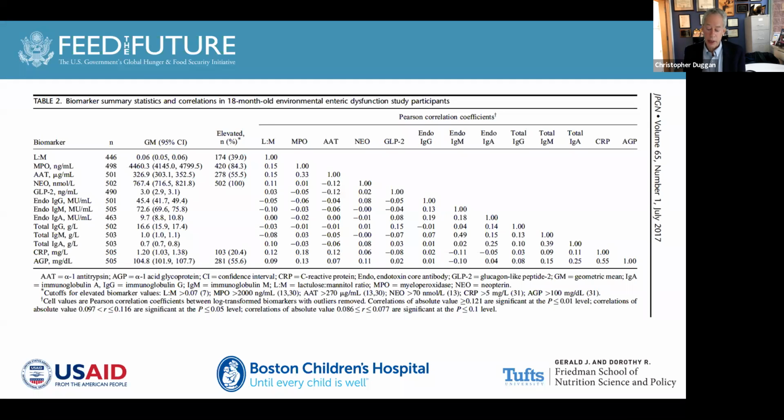So this is the challenge in our field, if you will, that there is not the best correlation between different biomarkers of EED. This lack of specificity, I think, has hindered our ability to pinpoint which children, which mothers, which adults are suffering from this condition. Next slide.